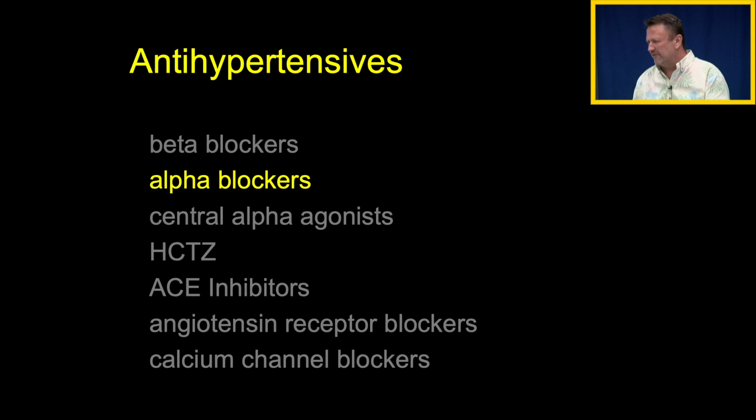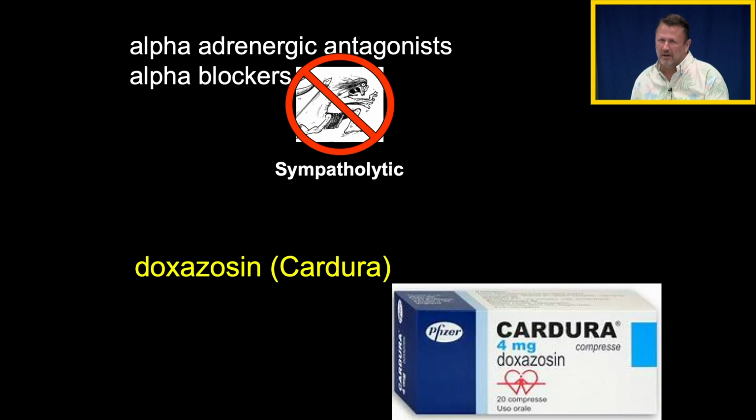Let's talk about the alpha blockers. Remember beta blockers, beta 1 receptors are in the heart. Alpha 1 receptors are on the blood vessels. And so we can use sympatholytics like Cardura, doxazosin, as an antihypertensive. But again, the alpha blockers are notorious for orthostatic hypotension. That's when blood pressure falls out from the patient when they go from sitting to standing. So we have to be very careful about using these in patients, especially for the first time.